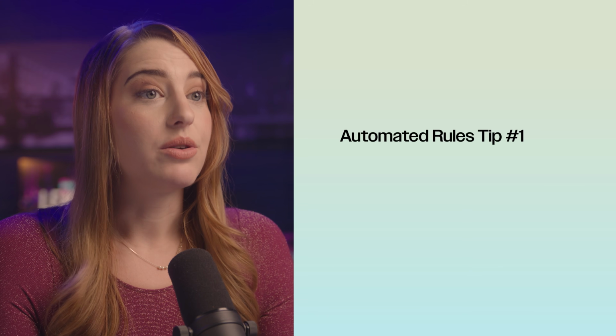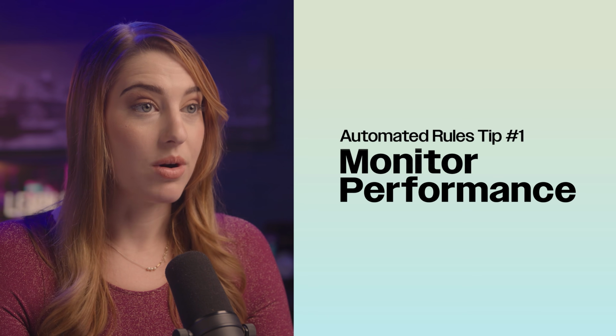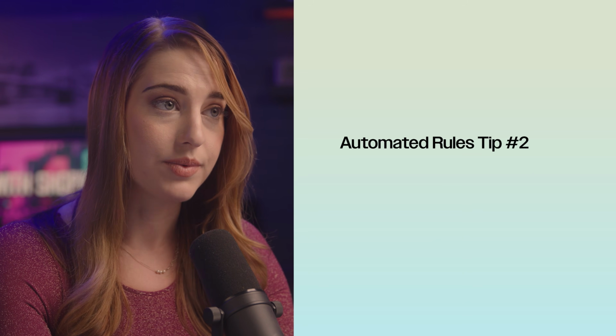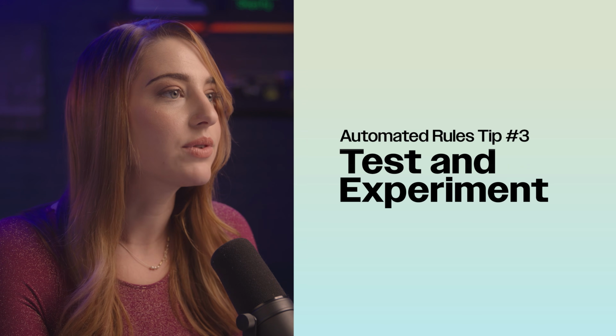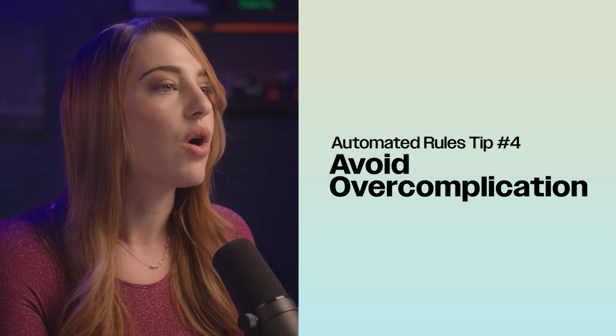When using automated rules, make sure to monitor performance. Regularly review the performance of your automated rules to ensure they are working as intended. Number 2, be specific. Use clear and specific conditions and actions to maximize the effectiveness of your rules. Test and experiment with different rule combinations to find the optimal settings for your campaigns, and avoid overcomplicating them. Keep your rules simple and focused on key performance metrics.